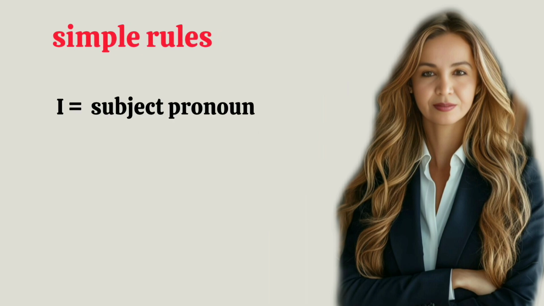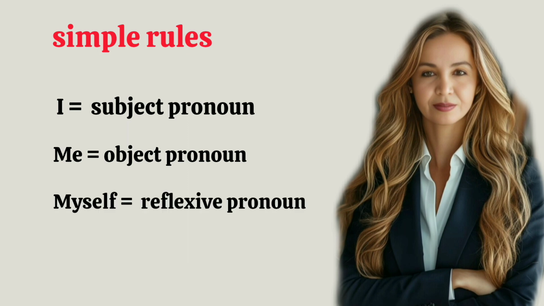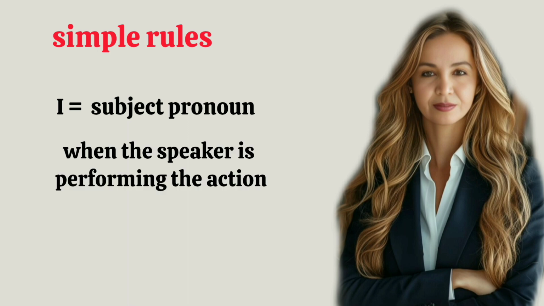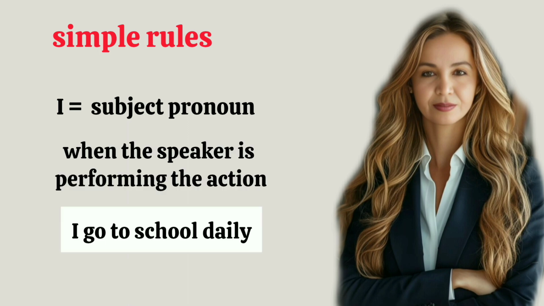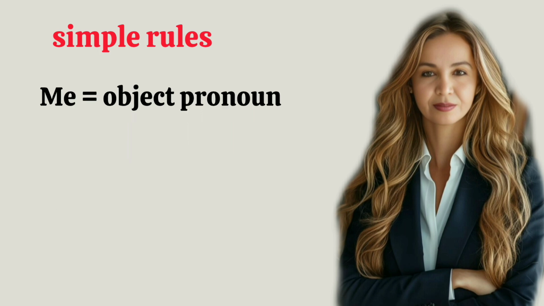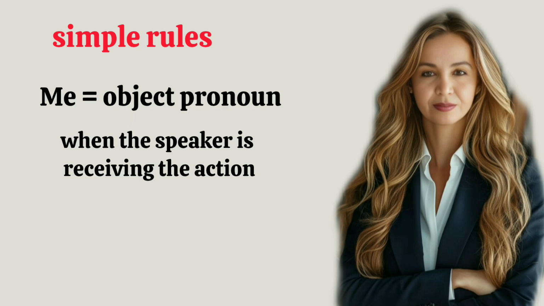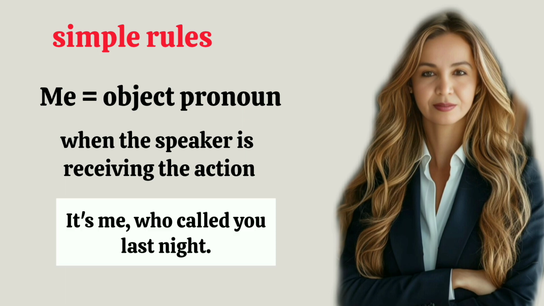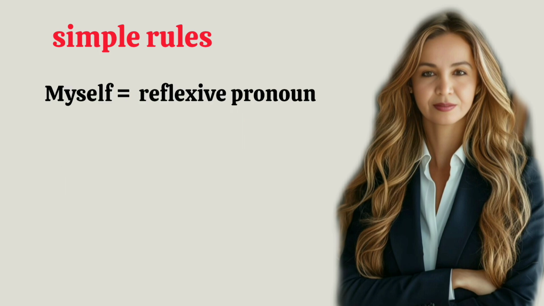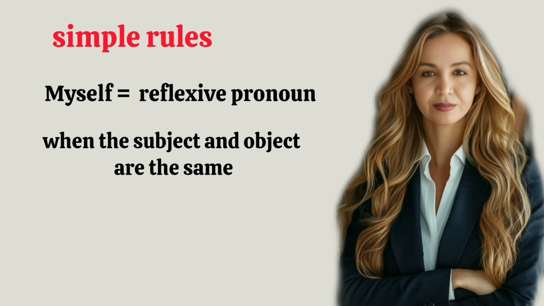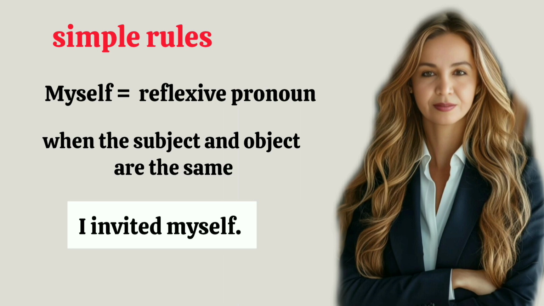I is a subject pronoun, me is an object pronoun, and myself is a reflexive pronoun. Use the subject pronoun I when the speaker is performing the action. For example, I go to school daily. Use the object pronoun me when the speaker is receiving the action. For example, it's me who called you last night. Use myself when the subject and object are the same. I invited myself. Let me explain in more detail.